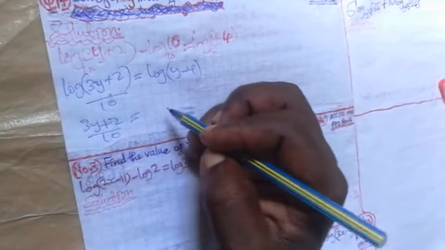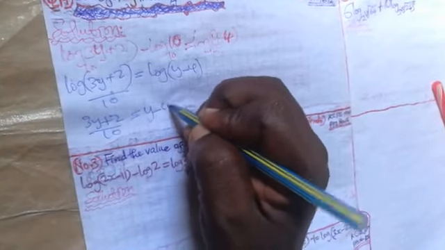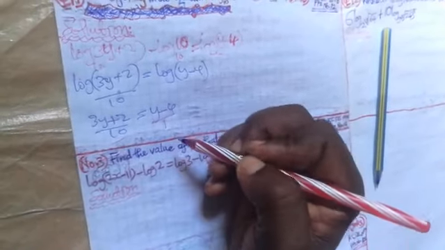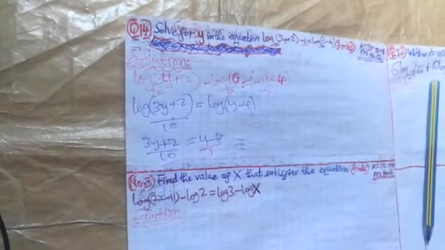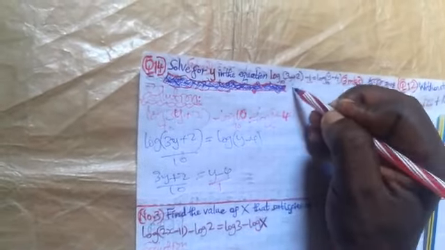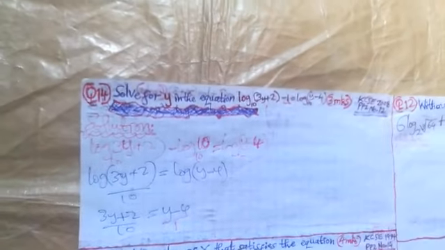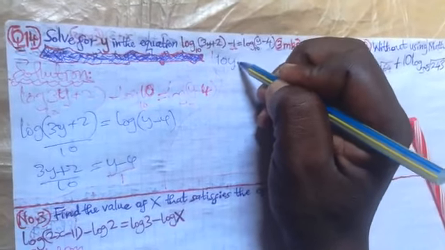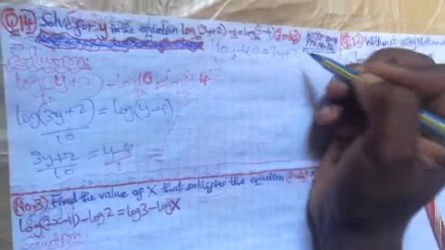3y plus 2 divided by 10 will be equal to y minus 4, because this is y minus 4 over 1. Now, by cross multiplying the equation, we get 10y minus 40 is equal to 3y plus 2.